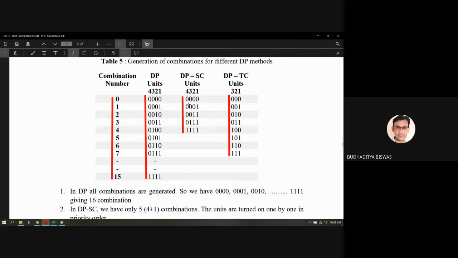But remember one thing, neither solution is the optimum solution. The optimum solution comes only if you handle all 16 equations, which is not possible here. So both are suboptimal solutions, but DPTC is more accurate compared to DPSC. DPSC is used when the load demand is varying rapidly, and DPTC is used when the load demand is varying smoothly within a particular limit.